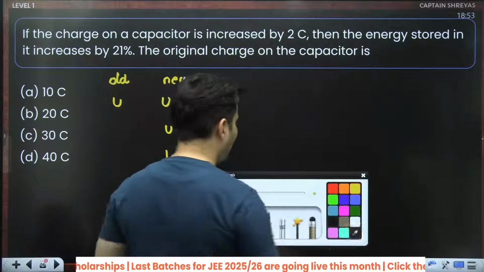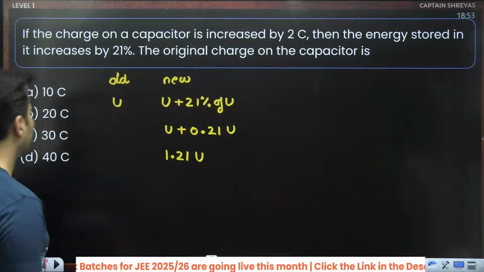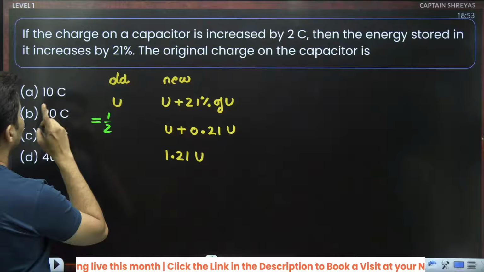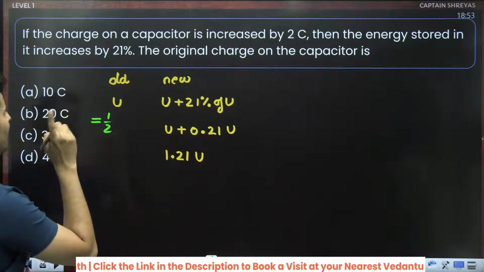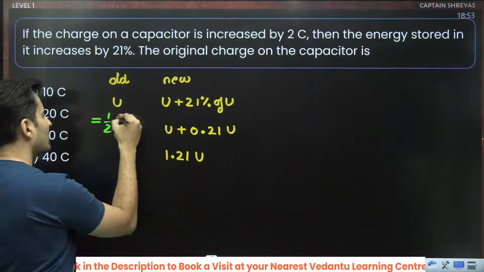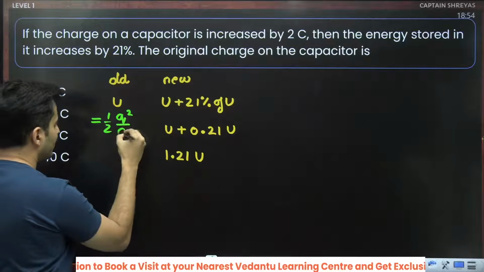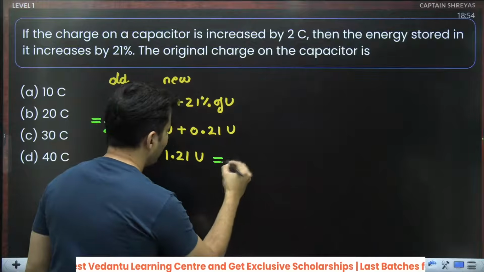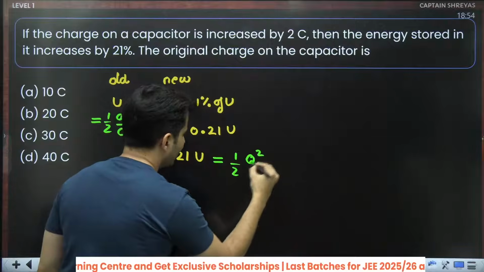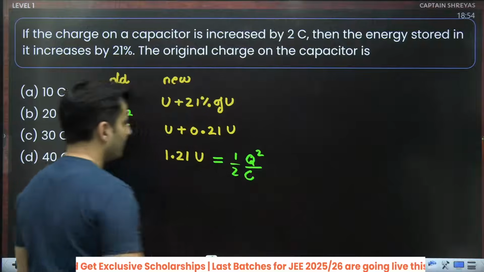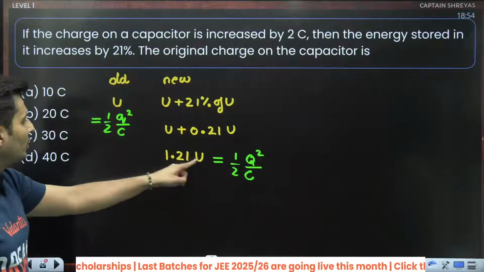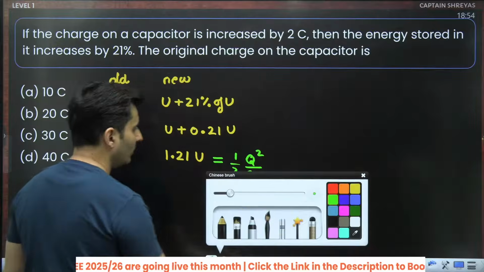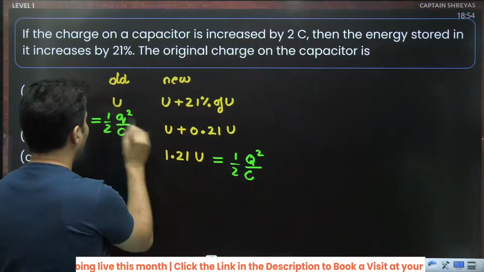What is the old energy formula? The old energy formula is half, capacitor's charge. Okay. Find the original charge. Half, I will use Q square by C. This is a good formula. And over here, this will be half new charge square divided by C. Now wait a minute. U is half Q square by C. So why not use this U?